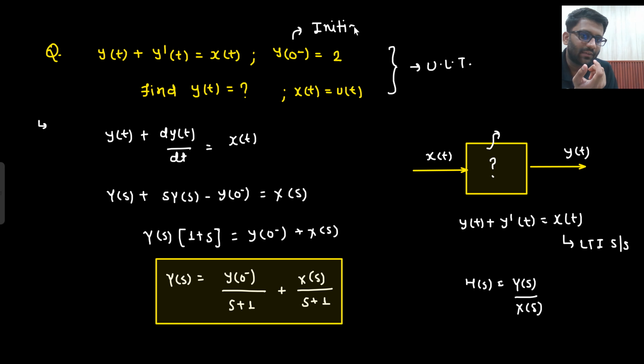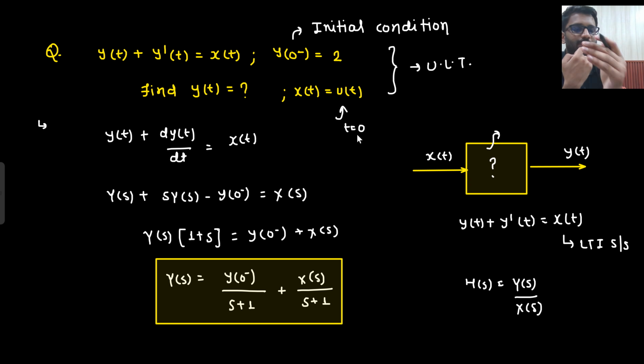Initial condition. Why is it known as initial condition? Initial condition means the value of output at 0 minus. The input came into action at t equals 0. But before the input came, there was some value of output at 0 minus. So at t equals 0 minus, what was the scenario?